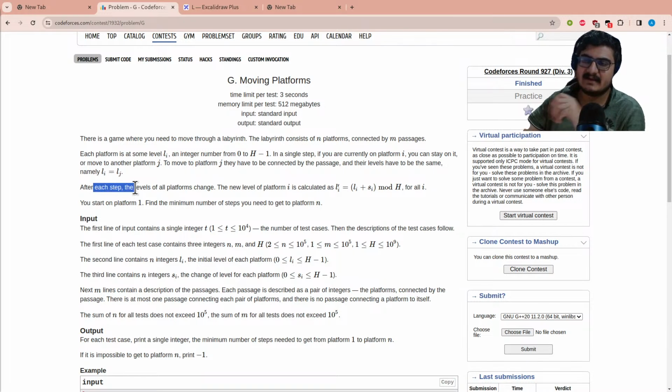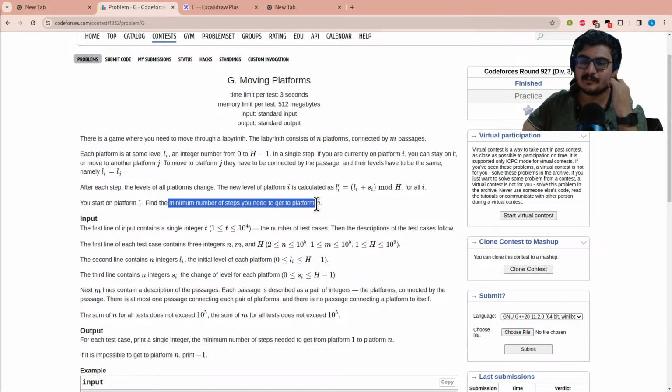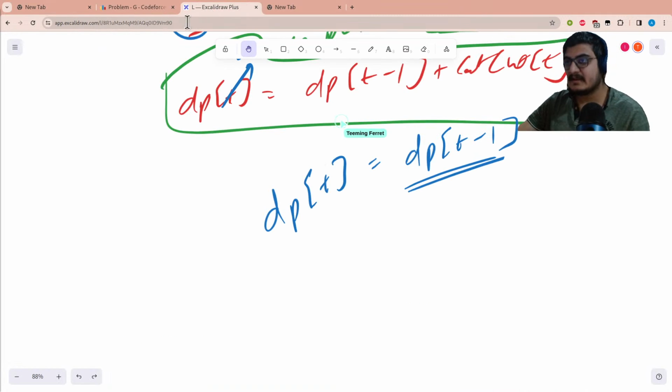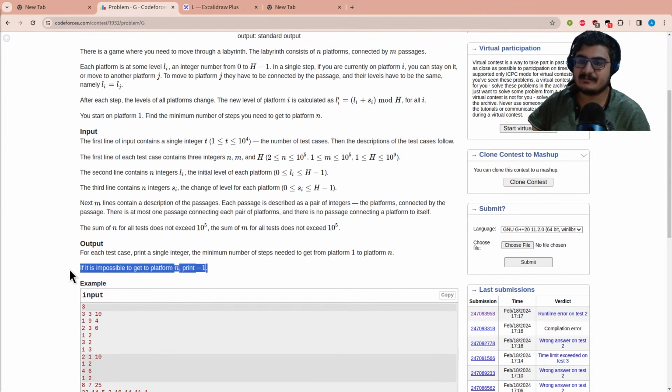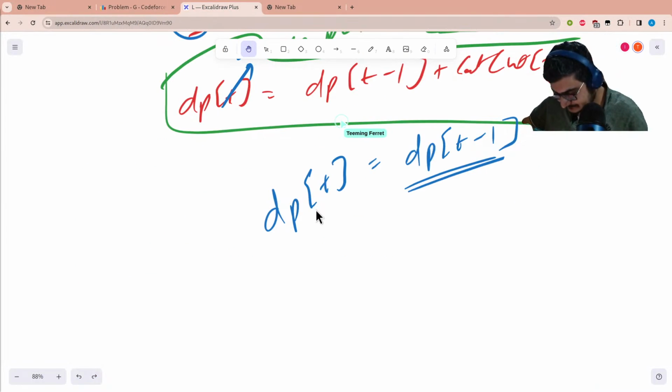And after each second, instead of step, let's call it a second because it's easier to talk in time, the level of all platforms changes. The new level of platform i, l dash i, becomes li plus si mod h, where h and si are given to you for all i. You start at platform 1, find the minimum time you need to go to platform N. And it also says print -1 if it's impossible to reach platform N.